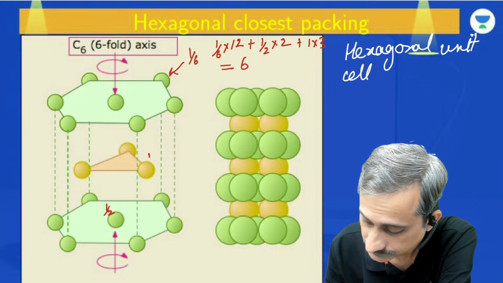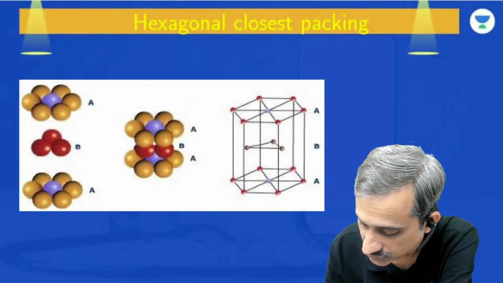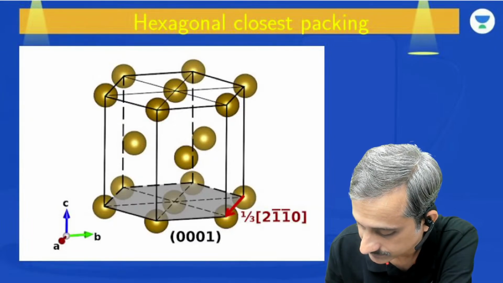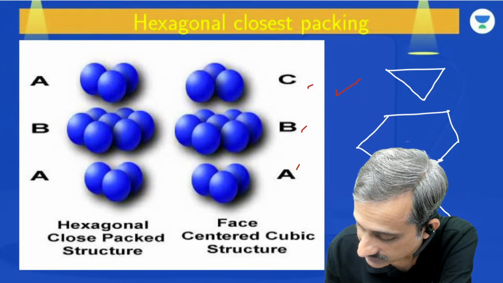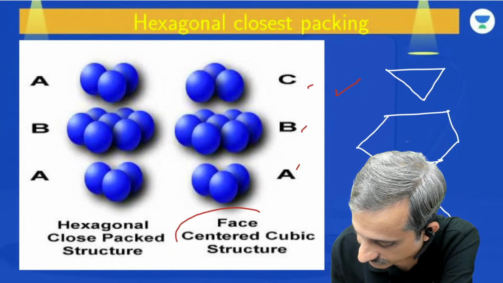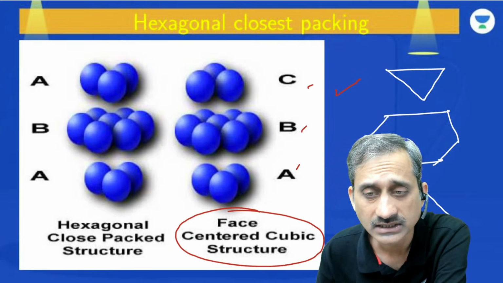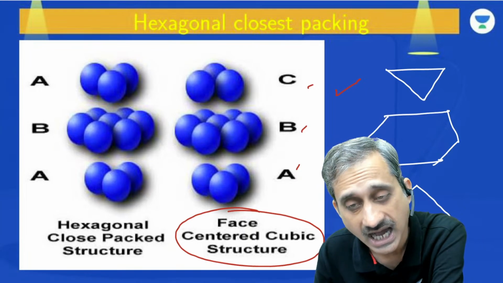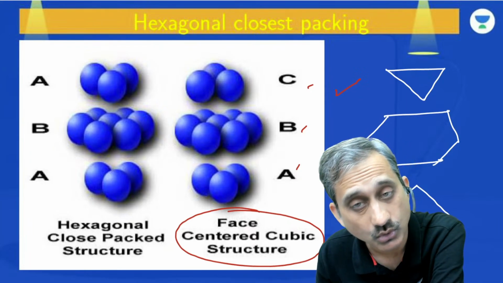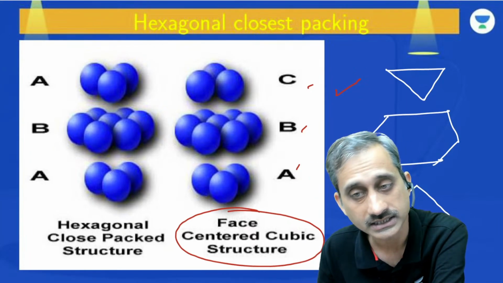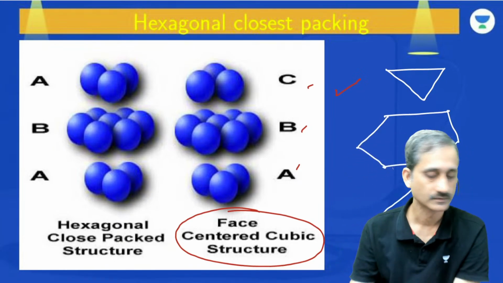Is this clear? And now, one little thing I would like to tell you, that when we talk about the ABC arrangement, this is AB, AB arrangement. Now, this is ABC arrangement. The ABC arrangement actually is the face-centered cubic structure. That is why hexagonal unit cell and the face-centered cubic cell, they have exactly the same efficiency. They have exactly the same coordination number, and both are equally stable. Is this clear?